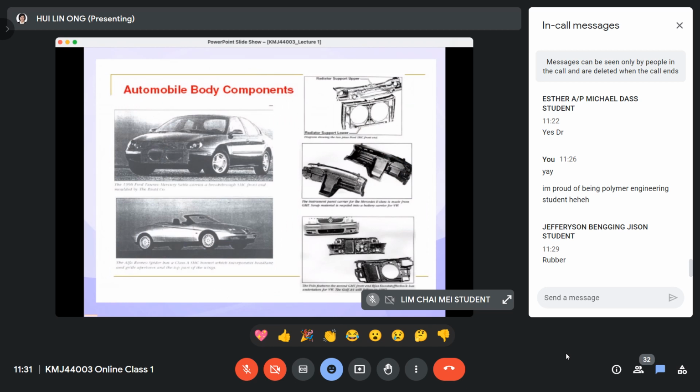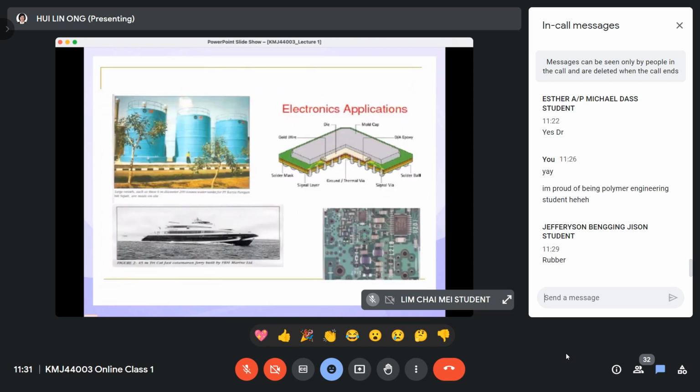The car I don't need to mention so much, and okay, electronic, maybe tomorrow I will share an example about electronics, which is also very interesting, about polymers in electronics. Okay. So, any questions?